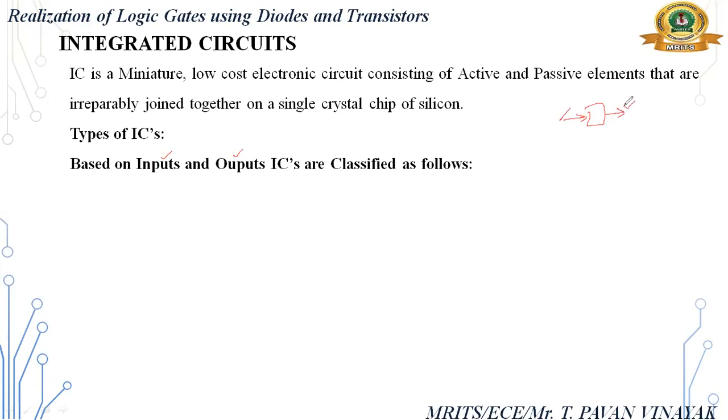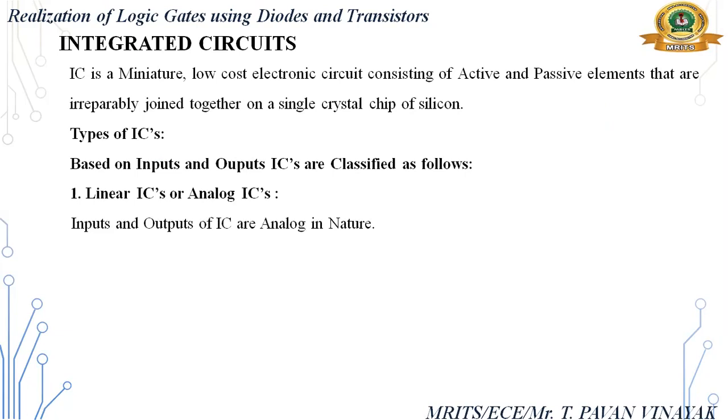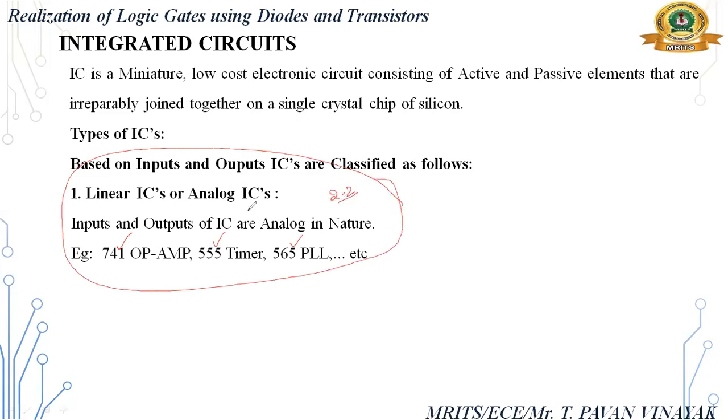According to the input and output, ICs are classified into two types. One is linear or analog IC, meaning output and input are analog in nature, continuous signals. We give continuous signals and we get continuous signals. Examples of those ICs are 741, 555, 565. All we learn in 2-2. In 2-2 we have this subject, linear ICs. We will learn in detail about linear ICs.